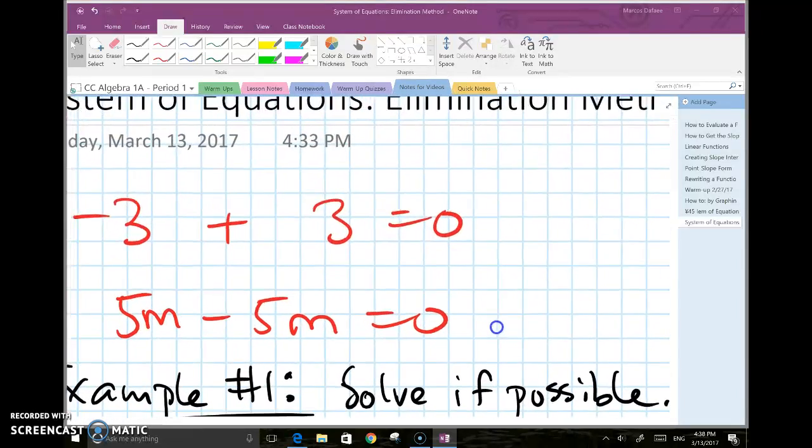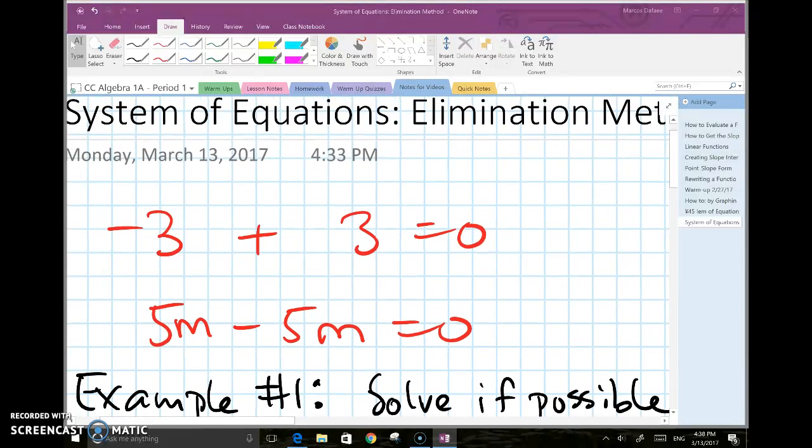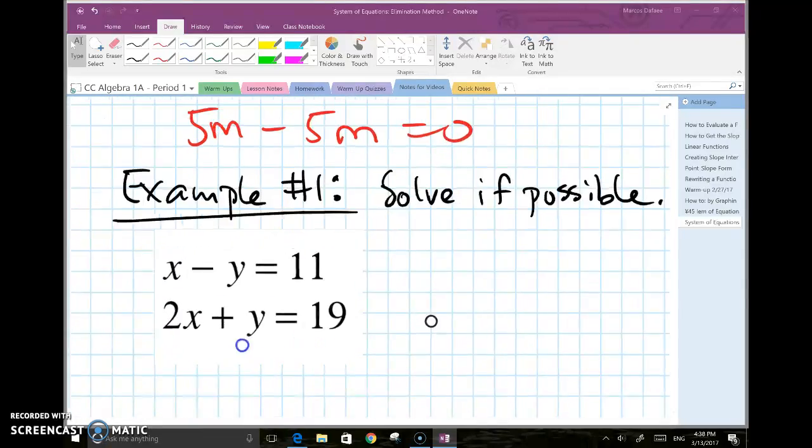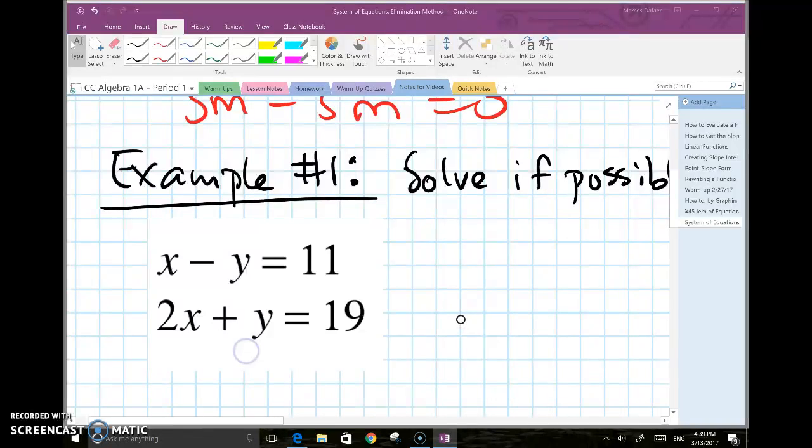As an example, if we have negative 3 plus 3, the result is 0 because they eliminate each other. The same thing with 5n take away 5m. They both eliminate each other, they make a 0. Our goal with the elimination method is to try to create a situation where, as you can see in example 1, either our x's eliminate or our y's eliminate. And in order to do this, they have to be exact opposites of each other.